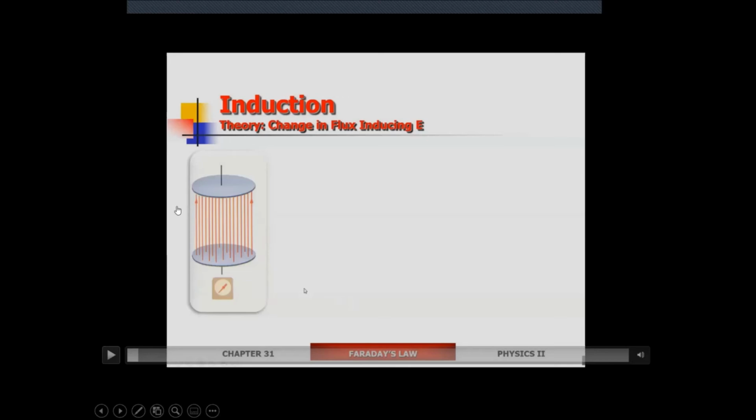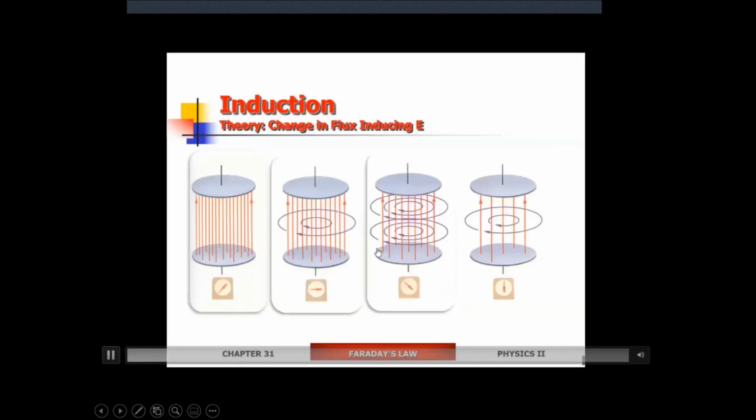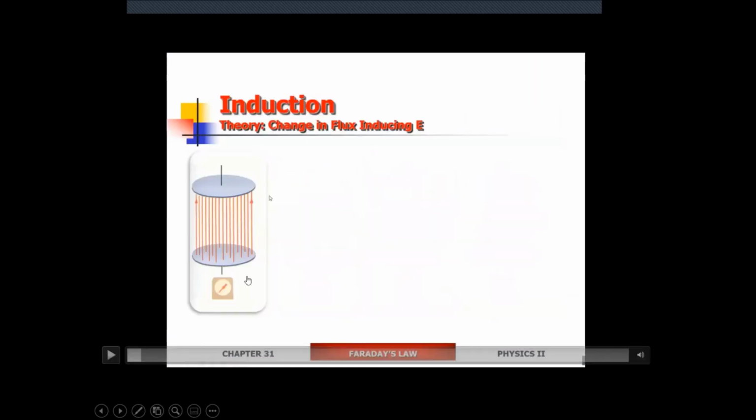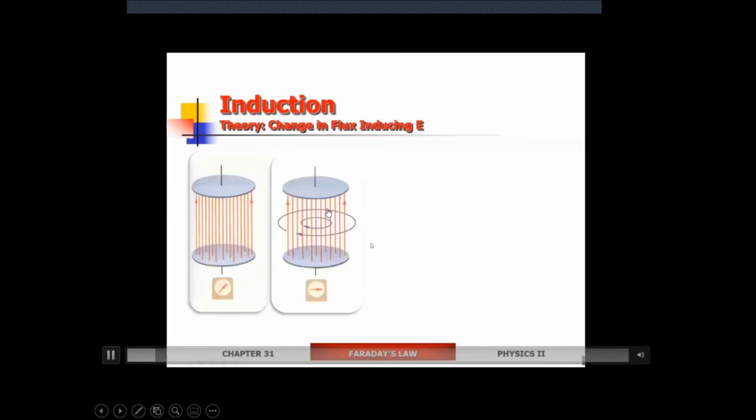When you start to vary the strength of the magnetic field within that region, it should cause a circulating electric field, in essence. When you increase the strength of the magnetic field within that region, the electric field is going to circle one way. When you reduce the strength, the electric field is going to circle the other way. In this case, we are reducing the strength of the magnetic field, so the electric field is circling this way. If you increase the strength, the electric field is going to circle the other way.